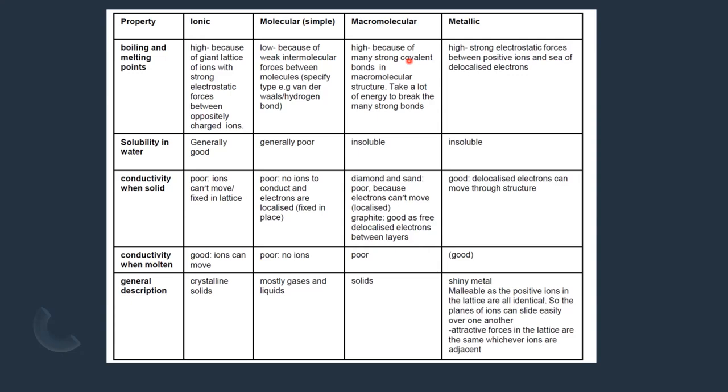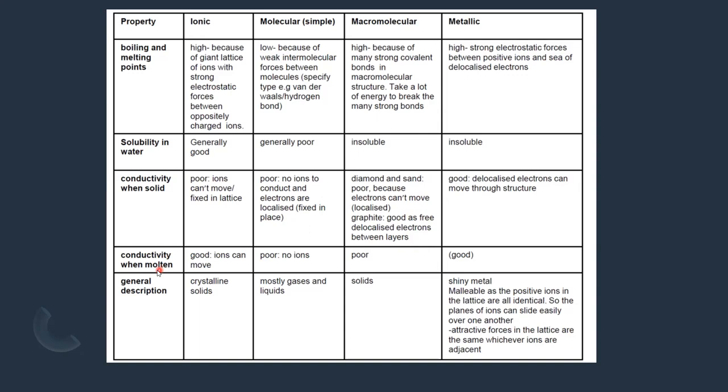The same thing for metals: they have metallic bonds with a strong electrostatic force between the positive ions and the sea of electrons. When we compare solubility, most ionic compounds are soluble, but not all. It is generally poor for simple molecular, macromolecules are insoluble, and metals are also insoluble in water. Conductivity when solid: ionic compounds cannot conduct because the ions are not free to move. Ions can only vibrate. Molecular substances don't have free ions or electrons, so they cannot conduct. Diamond and silicon dioxide cannot, but graphite and graphene can conduct electricity. Metals conduct because of the free electrons.